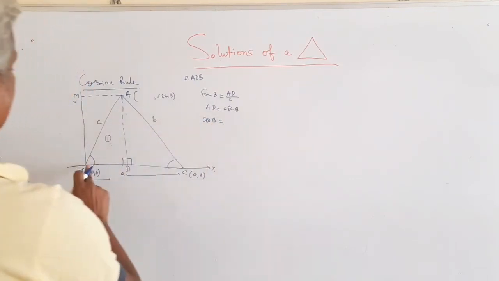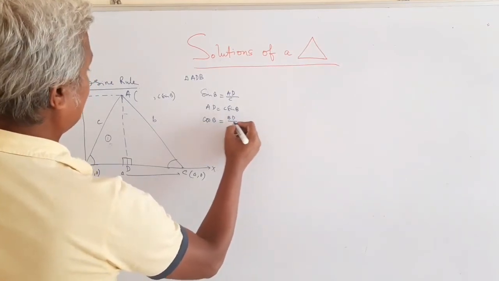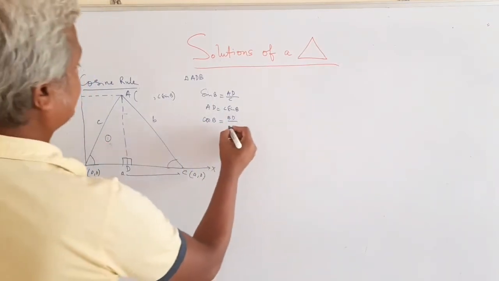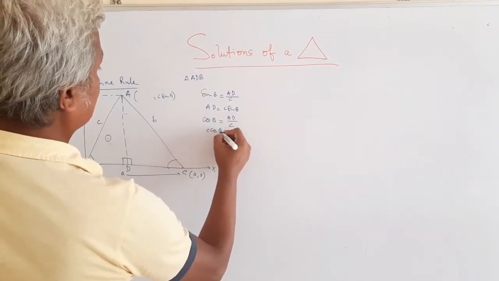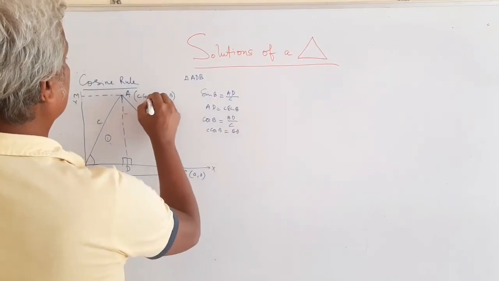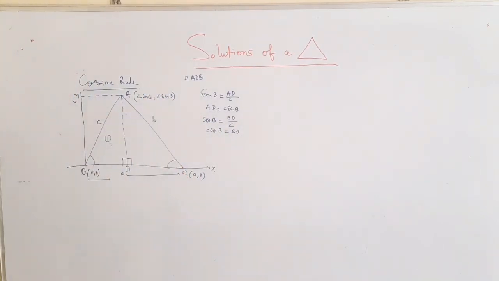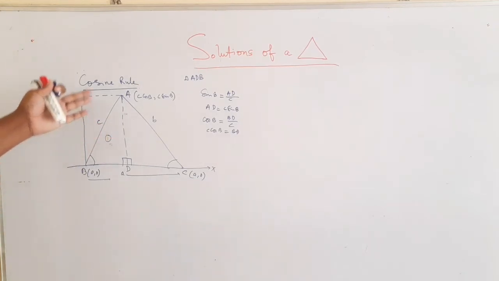So cos B again is adjacent, that is BD, upon hypotenuse, that is C. So this is C, cos B is BD, C cos B.